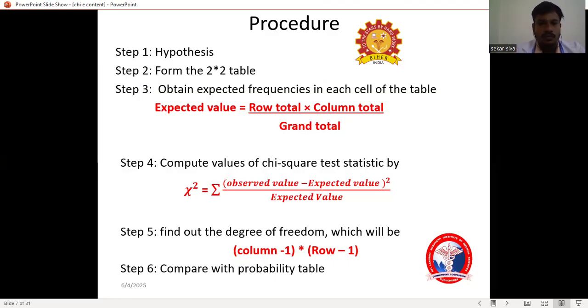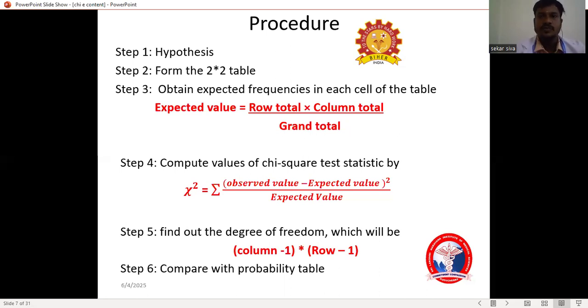So you don't worry about the degree of freedom and probability value. Once you know the degree of freedom formula and probability value, it will be very easy in step 6 to compare the probability value with the table value and calculated chi-square value. Okay, so there are 6 steps.